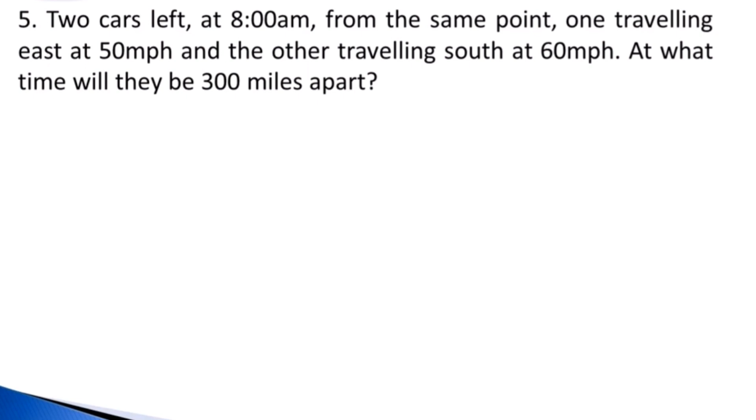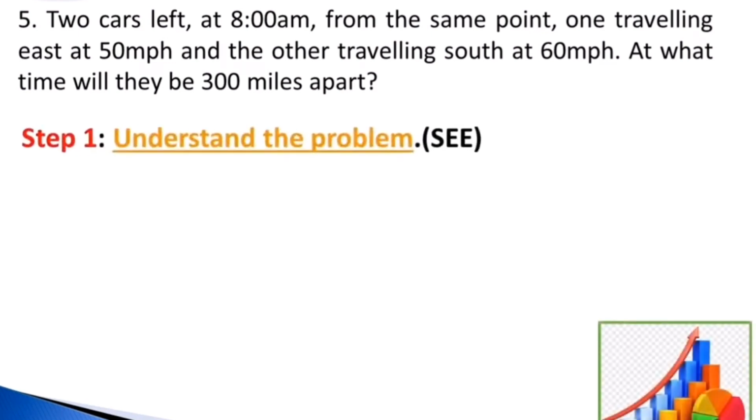So here we have two cars left at 8 o'clock a.m. from the same point, one traveling east at 50 miles per hour and other traveling south at 60 miles per hour. At what time will they be 300 miles apart? So again, read it more than once so that you can have a partial picture on how to solve this problem.